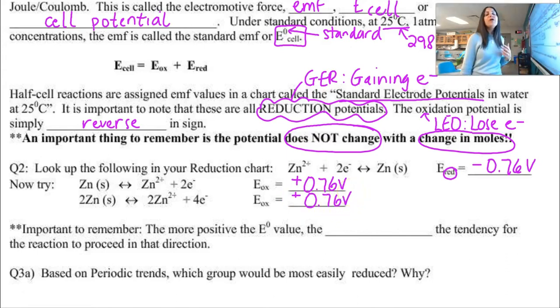So important to remember, the more positive the E cell value, the greater the tendency for the reaction to proceed in that direction, the more likely it is. Why? Well, because we want our E cell to be positive. So as long as our E cell is positive, then it's going to go in that direction.